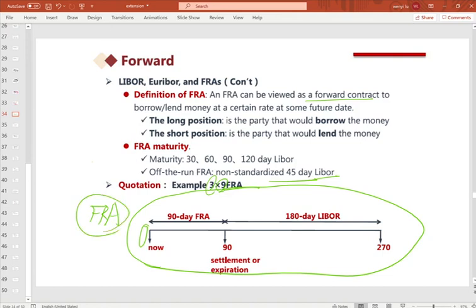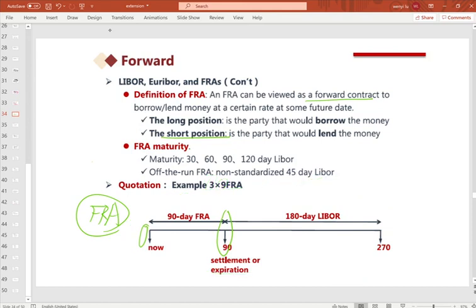So what that means is, 3 months later, on day 90, you will borrow the money from the counterparty who takes the short position. And how long will you borrow money for? You will borrow money forward for 180 days. 9 minus 3 equals 6 months. So you borrow a 6-month loan from the lenders, based on the interest rate level in the market.